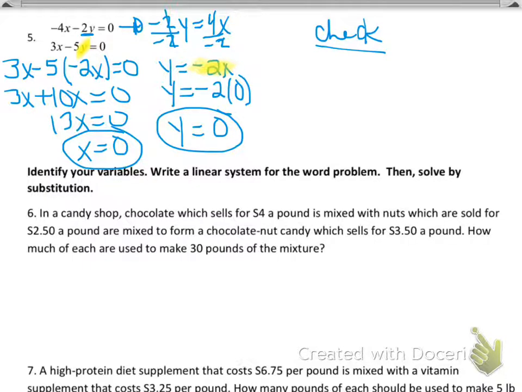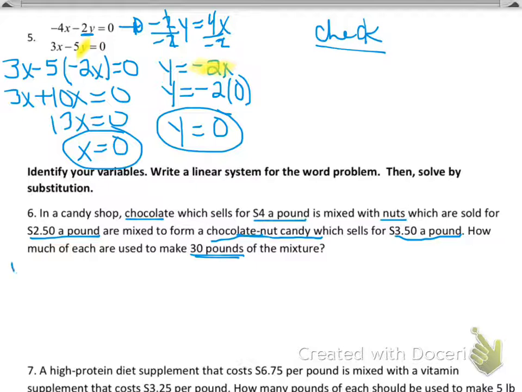Moving on to the word problems here. In a candy shop, chocolate sells for $4 a pound. It's going to be mixed with nuts, which are sold for $2.50 a pound. And then when mixed together, they form this chocolate nut candy, which sells for $3.50 a pound. They want to know how much of each are used to make 30 pounds of mixture.